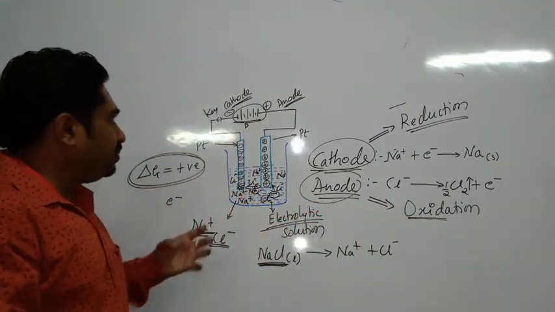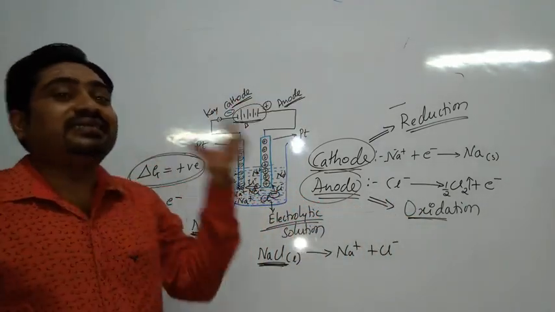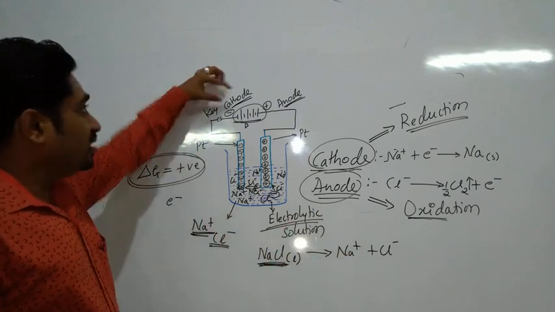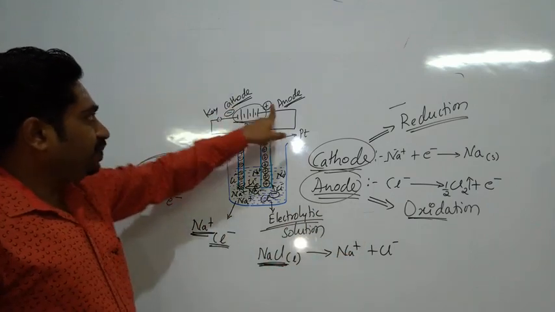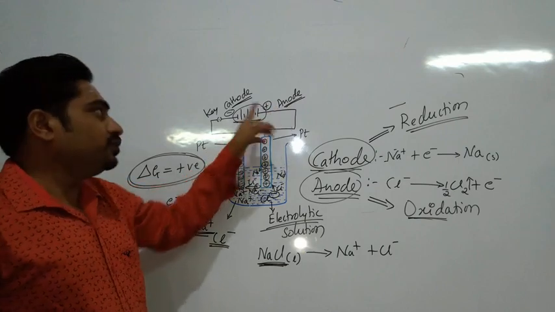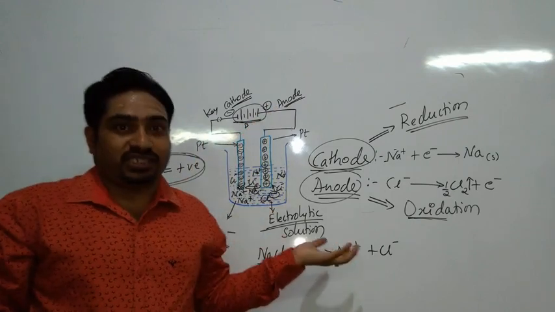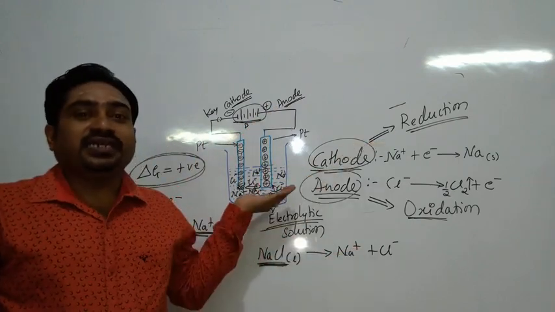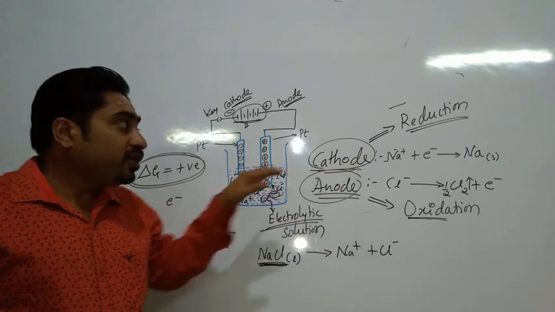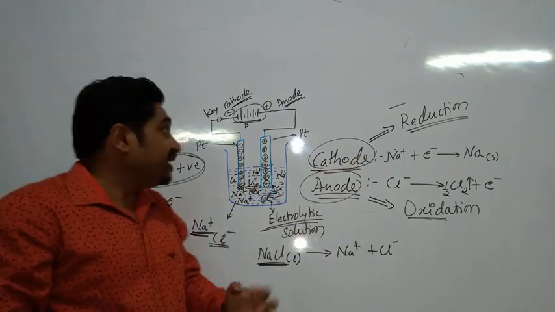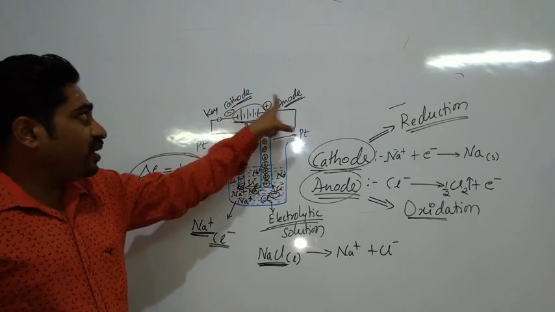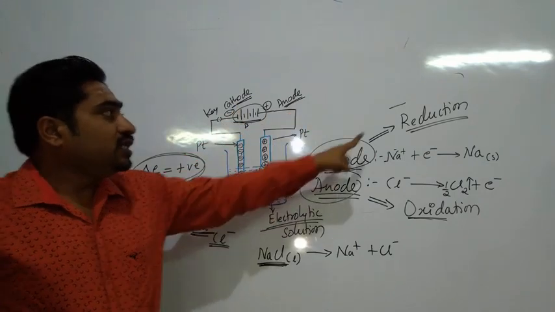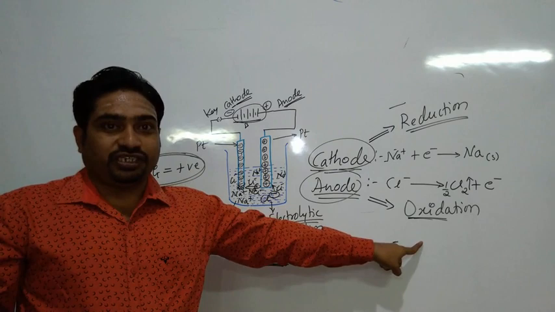Generally we remember cathode and anode in terms of their sign, but here the sign of cathode is negative, the sign of anode is positive. These signs are not constant. In other cells these signs are going to be changed. Because of that reason, I am repeatedly telling, please remember cathode and anode in terms of reduction and oxidation.